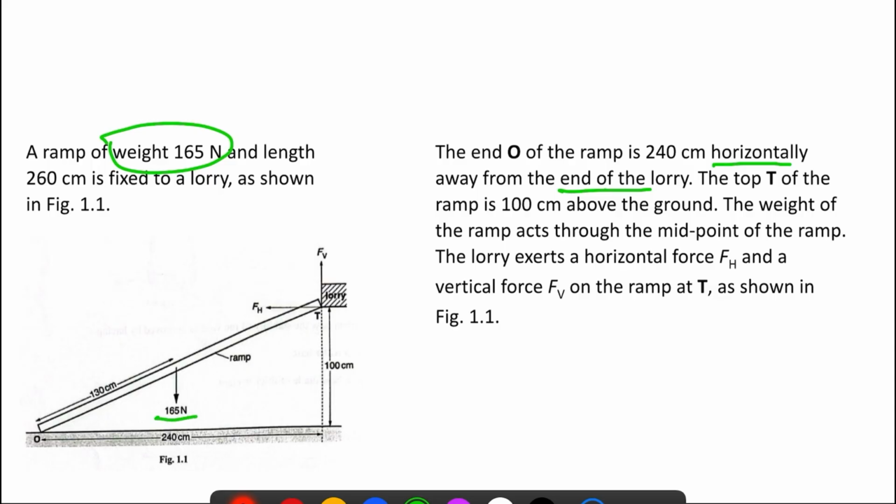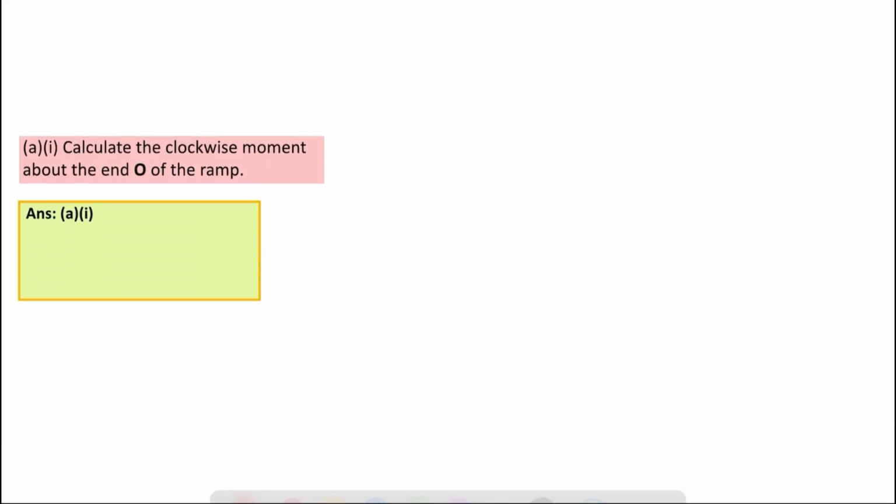Okay, the lorry exerts a horizontal force Fh and a vertical force Fv on the ram at T, right here, as shown in figure 1.1. Calculate the clockwise moment at the end O of the ram.